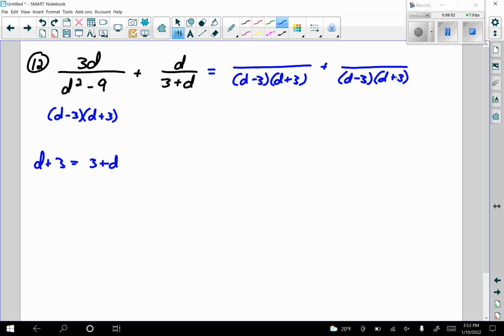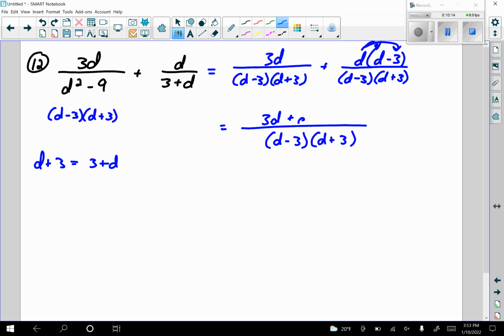So the first numerator just stays the same, 3d. But the second numerator has to get multiplied by a d minus 3. So we'll have the d, then we'll do d minus 3. Next, we'll make one big fraction, and go straight across the top here. We'll have 3d. We're going to distribute a positive d here. So we'll get plus d squared. Then this will give us a minus 3d. And as we go to combine like terms, the 3d's are going to cancel out. We'll have d squared over d minus 3, d plus 3.